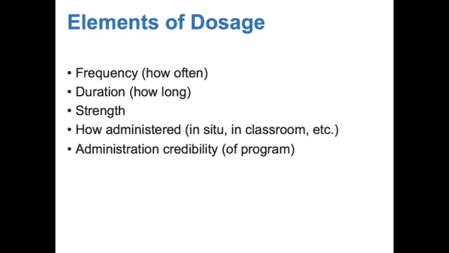In your textbook, they provide an example of a stress reduction mindfulness program, where the dosage is described as meditating 3 times a week for a minimum of 50 minutes each time over an 8-week period. Other elements of dosage include how the intervention is administered, is it a mindfulness app, and the credibility of the program. For instance, is the meditation guided by a health professional or expert who's providing credible guidance in how to meditate?